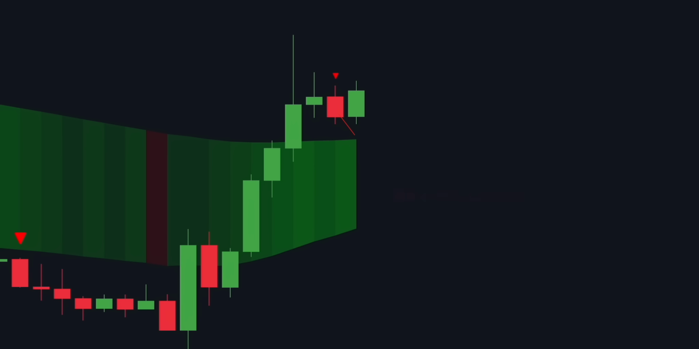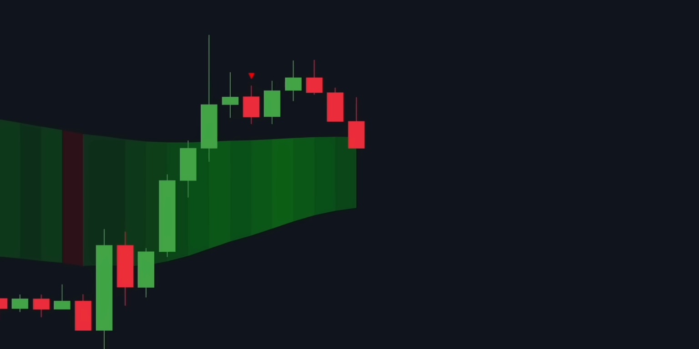Conversely, in a downtrend, an engulfing candlestick pattern is formed when a small green candlestick is followed by a larger red candlestick, where the red candlestick's body completely engulfs the body of the previous green candlestick. This indicates that the selling pressure has increased and overwhelmed the buying pressure, potentially signaling a bearish reversal in the market.